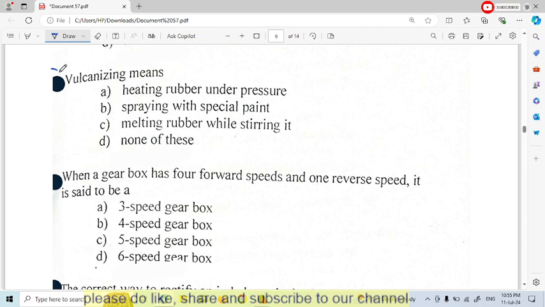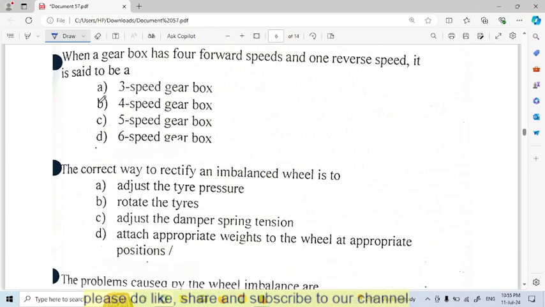Vulcanizing is also an important question. This is a repeated question from previous years, so you have to remember it. What is vulcanizing? Vulcanizing means heating rubber under pressure. Next, when a gearbox has 4 forward speeds and 1 reverse speed, it is called a 4-speed gearbox, since it has 4 forward speeds, so you have to mark 4-speed gearbox. Okay.